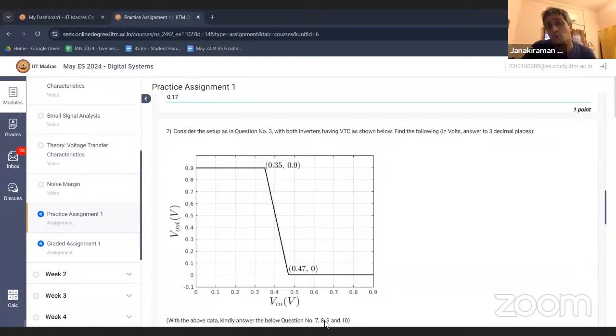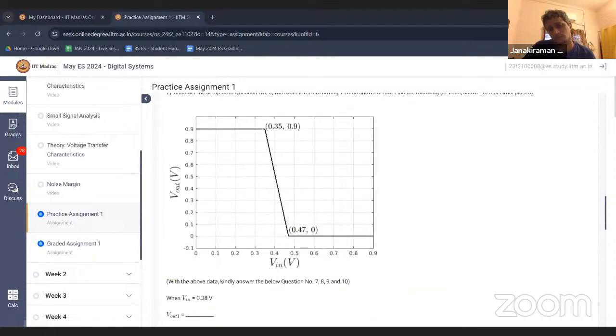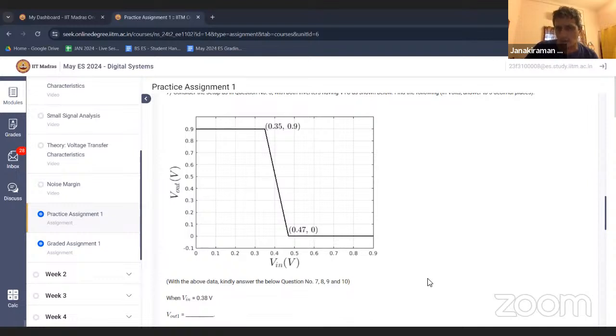Consider both inverters having VTC as shown below. Okay, so how did you solve this problem? Tell me. Just go up a little bit. Show me the picture. So, taking the slope of it. No, slope is fine. That's okay. But you had to do exactly what I told you, right? For this input voltage, find the output voltage. Treat that as input to the next inverter and find the output voltage.